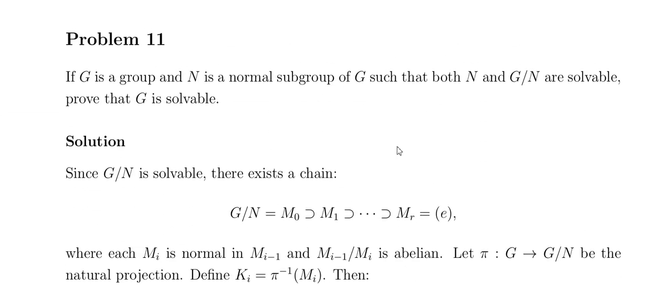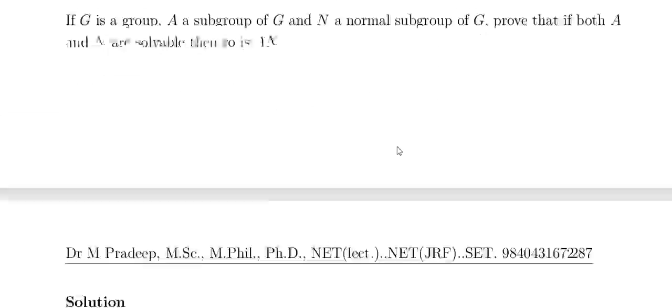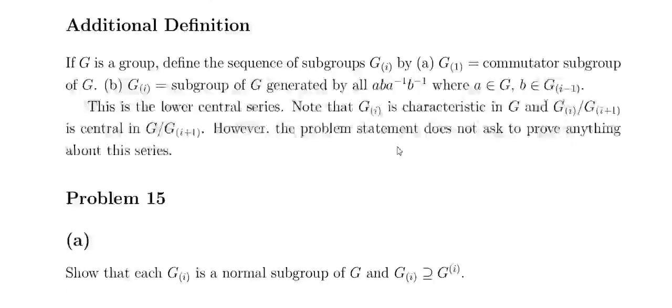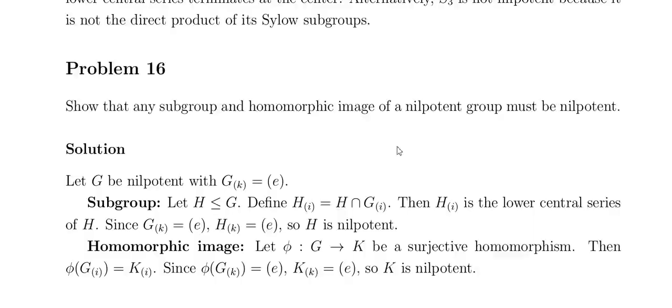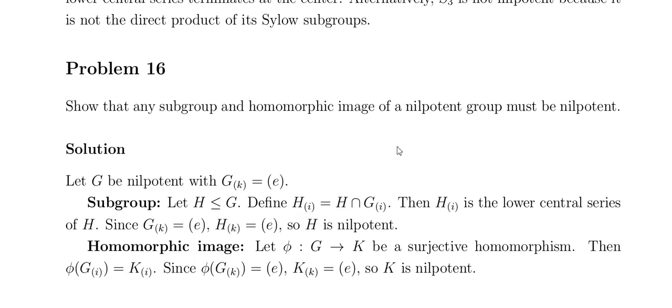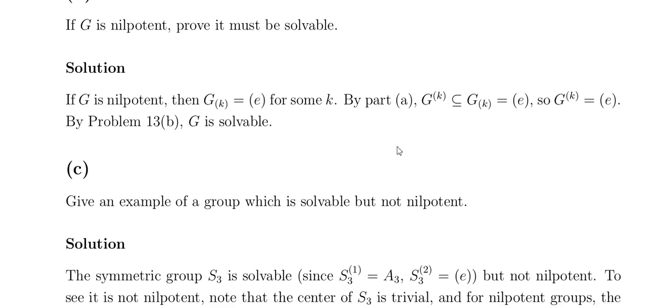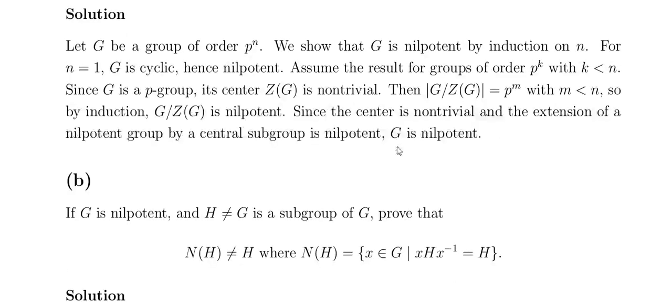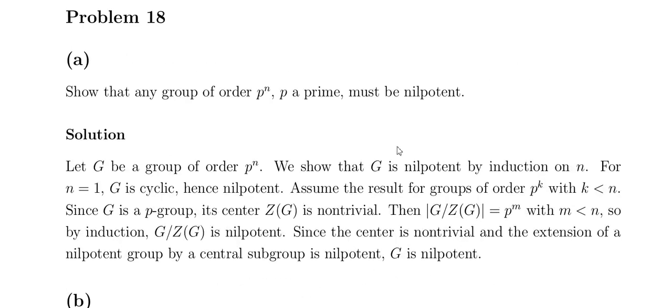Soluble groups are not available here. Leave it. Any group of order p to the power n, with p a prime, is nilpotent, must be nilpotent. Okay.